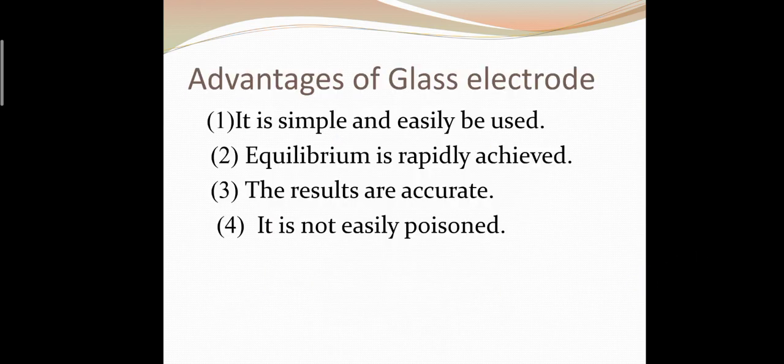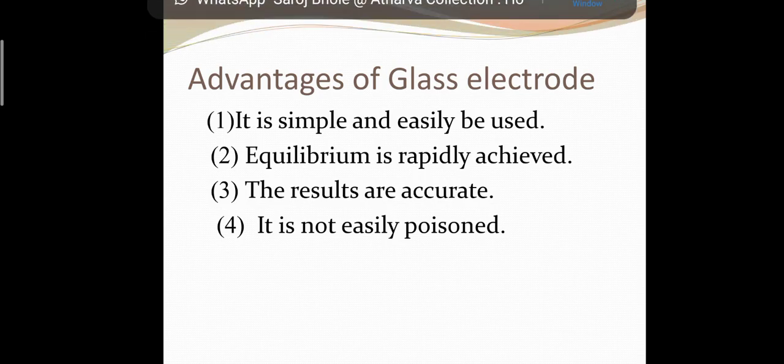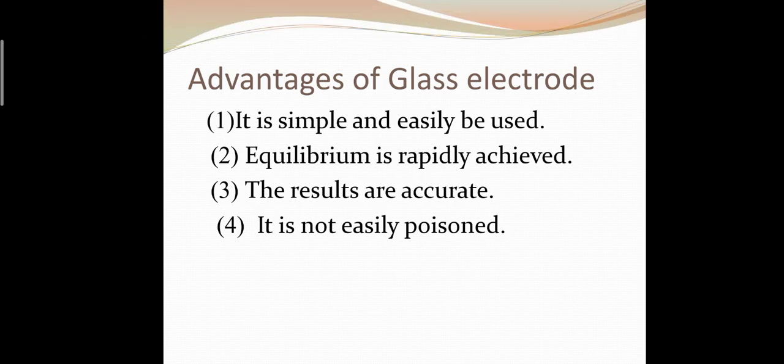Now what are the advantages of the glass electrode? It is simple and easy to use. Equilibrium is rapidly achieved. The results are accurate. It is not easily poisoned. There are four advantages and all are very simple.